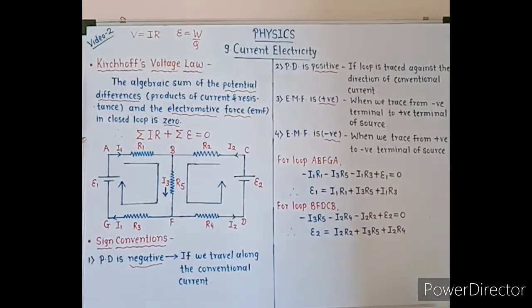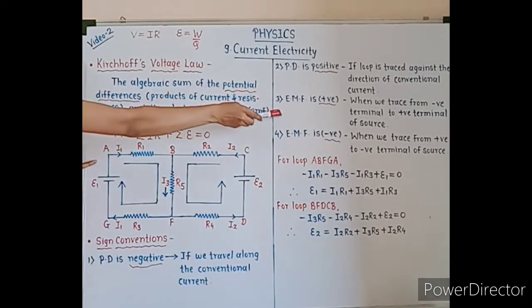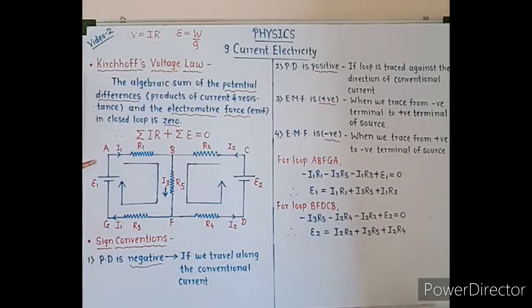Now the third sign convention: EMF is positive. If we trace from the negative terminal of the source to the positive terminal of the source, then the EMF in the loop is positive. Remember, when we trace from the negative terminal to the positive terminal, the EMF is positive. And the fourth sign convention: EMF is negative. If we trace the source from positive to negative, then the EMF of the source is negative.